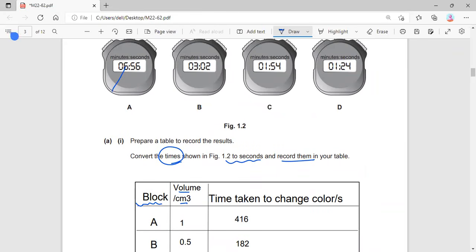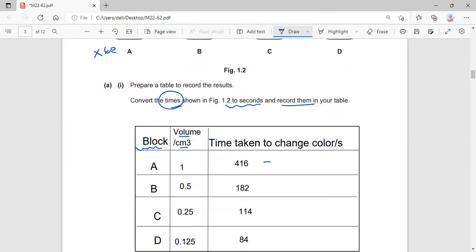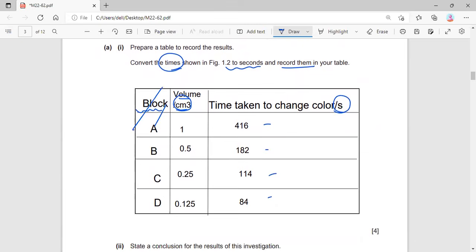How will I convert it to seconds? 6 times 60 plus 56. 3 times 60 plus 2. 1 times 60 plus 54. And I write the numbers in seconds here. Please don't forget to put the units of the headings you did. If you only write one column, if you write volume without the block, it is right. If you write block without the volume, it is right.